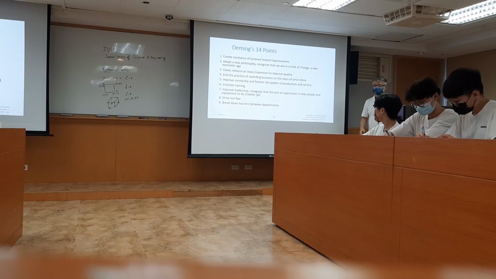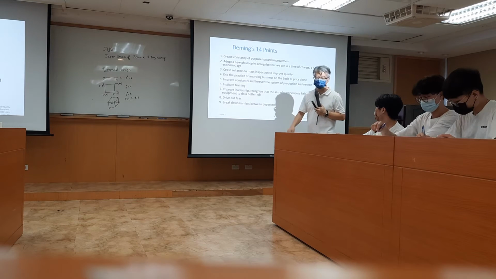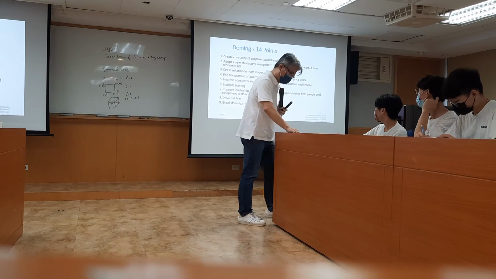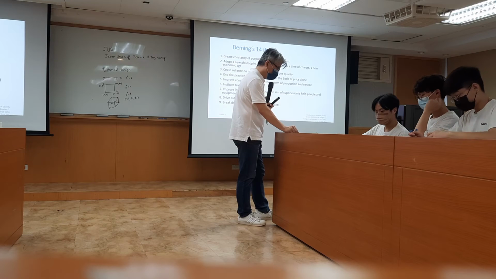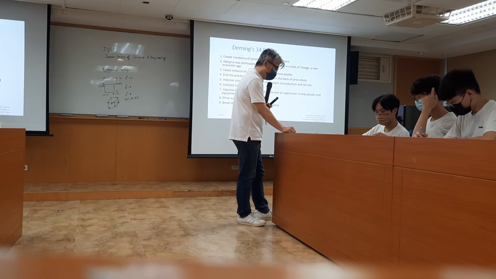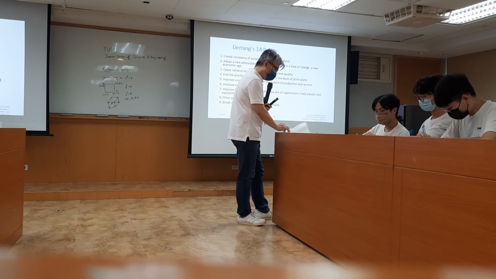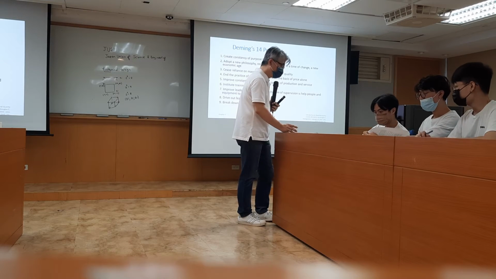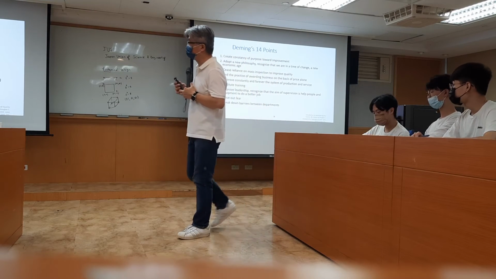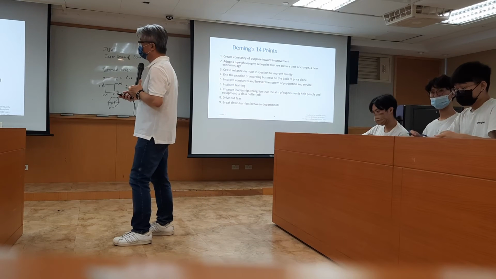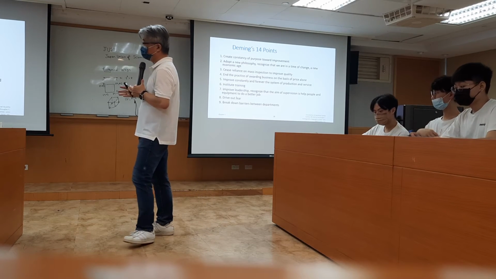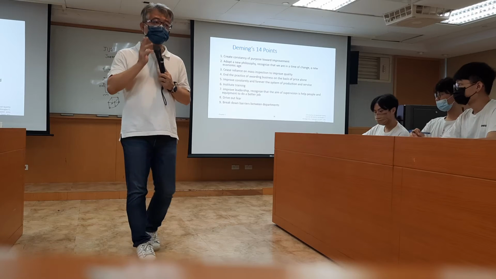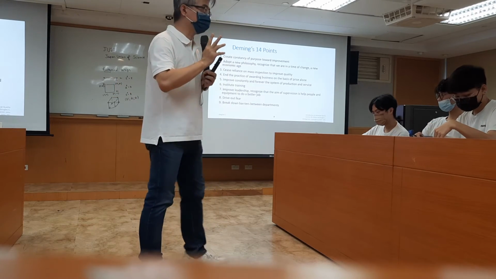There are 14 points. I'm going to skip that; you're going to read it. There's some philosophy for enterprise management from page 21 to 22. For example, create consistency of purpose toward improvement. That is something like a strategic plan.